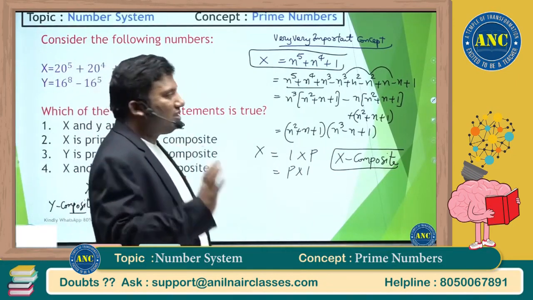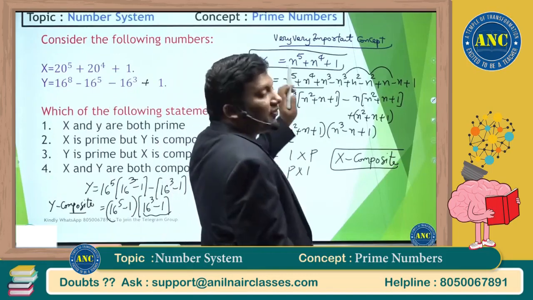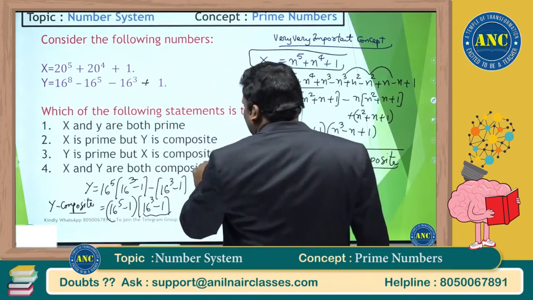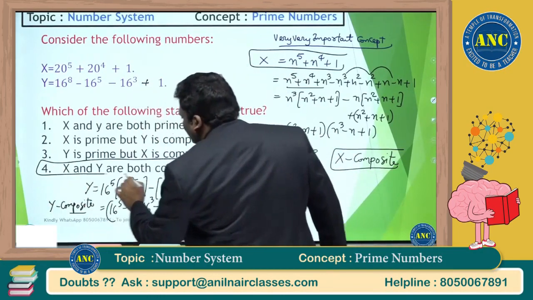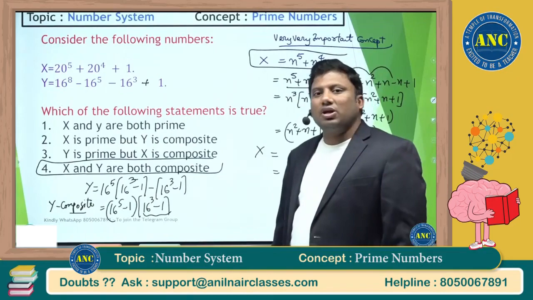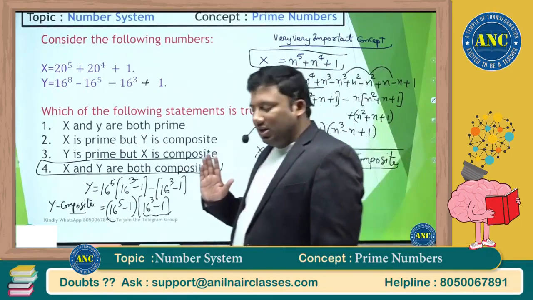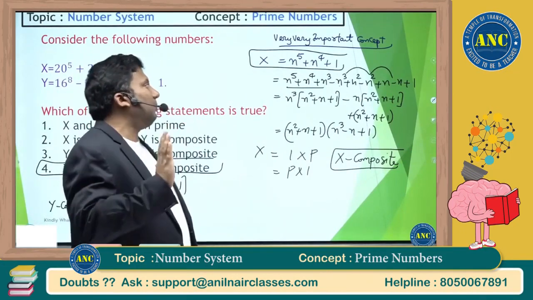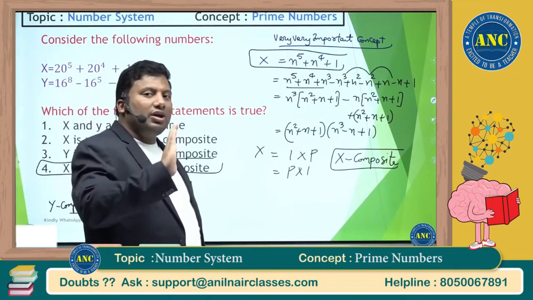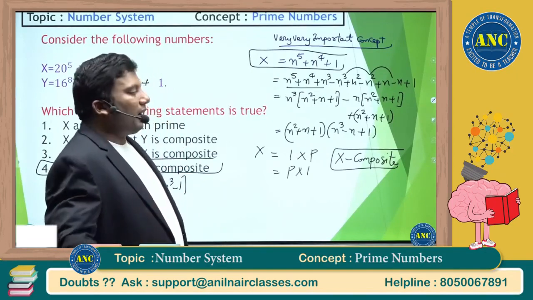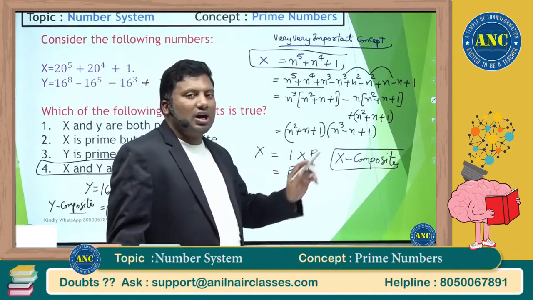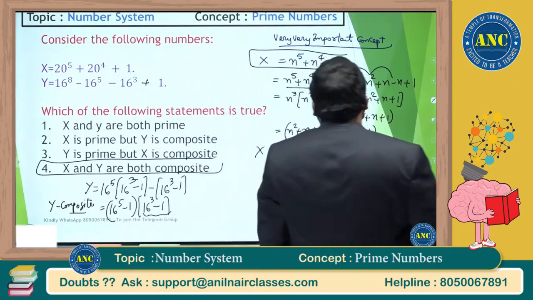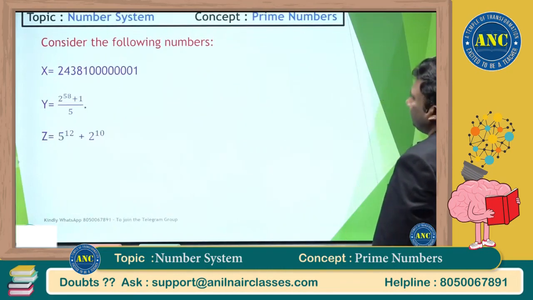Any number of the form n power 5 plus n power 4 plus 1 is a composite. So the answer is x and y both are composite. I hope the idea is clear. If you get a question of the form n power 5 plus n power 4 plus 1 and it is asking you to cross check whether the number is prime or composite, definitely it is a composite. If it is a prime number, it should have one factor 1. So the answer is composite.